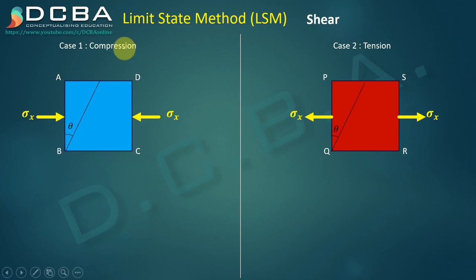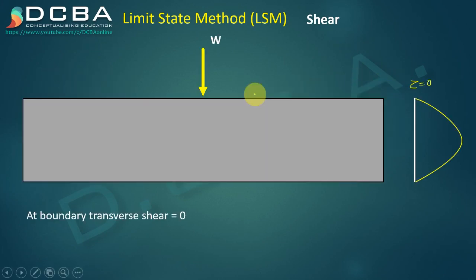And I am comparing this for both compression as well as tension. So this is the tension element, this is the compression element, and in both the cases, as you can see, even in the tension case, the tau here will be 0 and the tau here will be 0. What exactly those two elements are is, let's say this is that element A, B, C and D, and this is that element P, Q, R and S. So they are at the boundary, and since they are at the boundary, they won't be having any transverse shear.